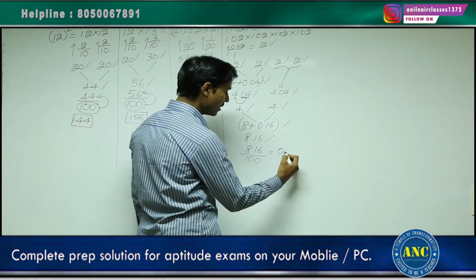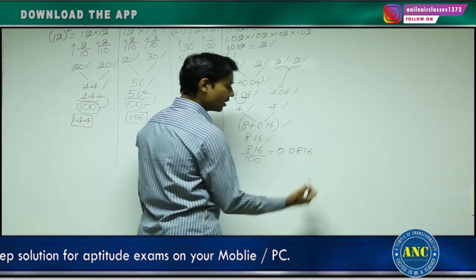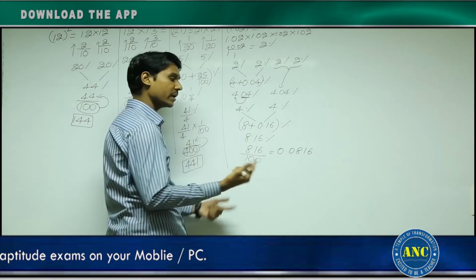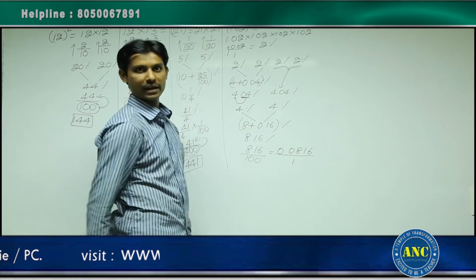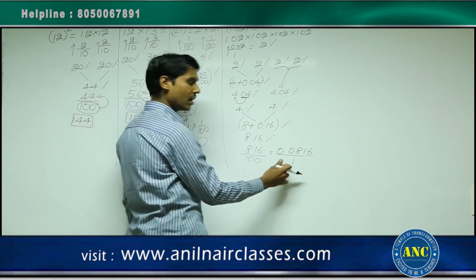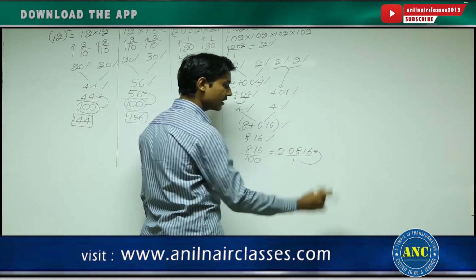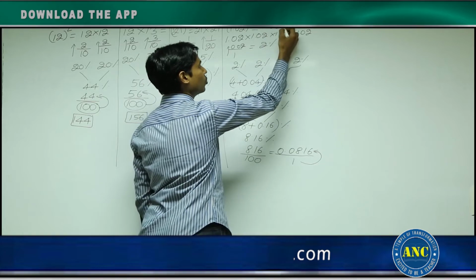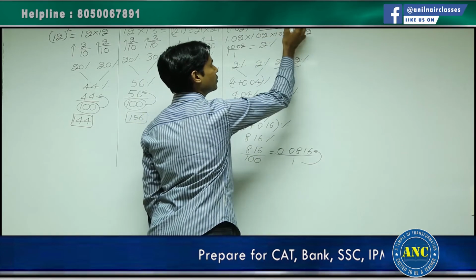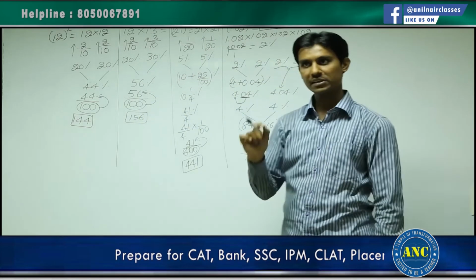8.16 by 100 is 0.0816. 0.0816 can also be written as 0.0816 by 1. 3 can be written as 3 by 1. Right? Now you made the base as 1. From 1 upon 1 there is an increase of 0.0816. Your answer is approximately equal to 1.0816. Your answer is 1.0816. Understanding the approach?